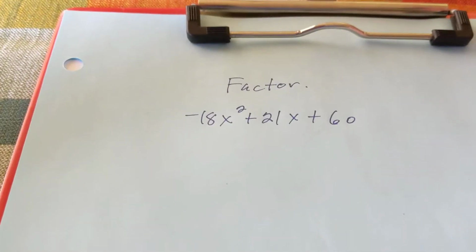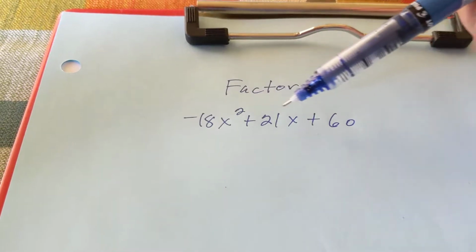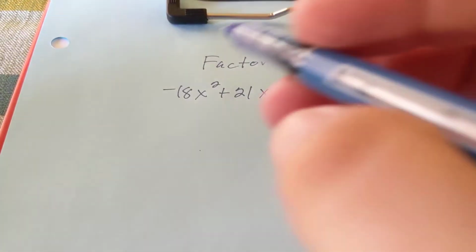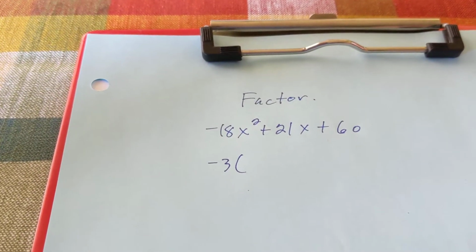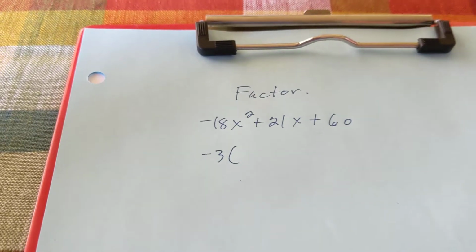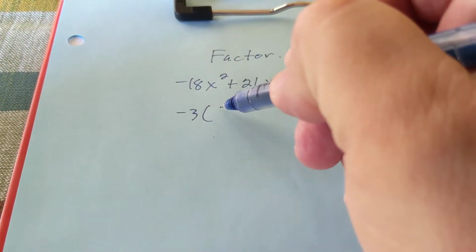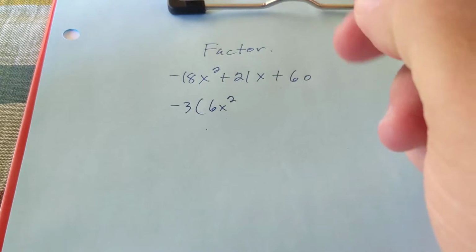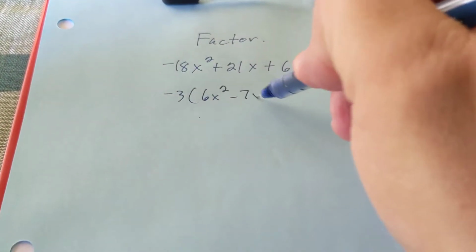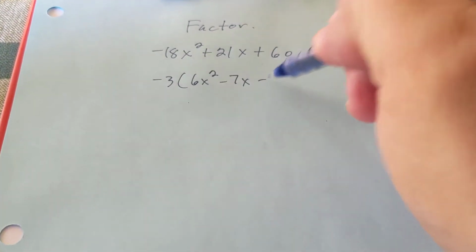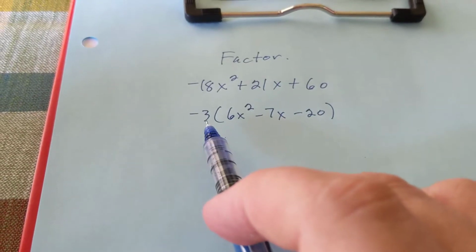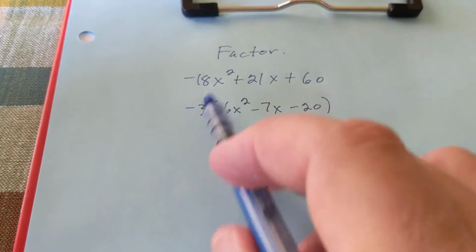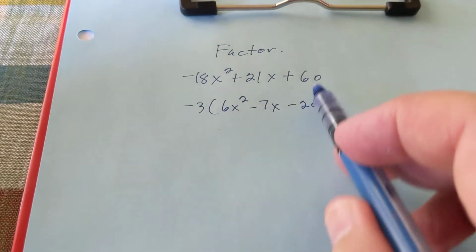So in this case, as I look at it, it looks like I could take out a 3 from every single one of these. So I'm going to take out a negative 3 because I want to get rid of the negative and also want to factor out the greatest common factor. So anyway, if I factor out a negative 3, this becomes 6x squared minus 7x minus 20. And I can double check this by saying this times this is that, this times this is that, this times this is that.